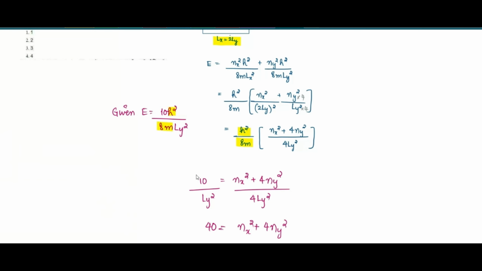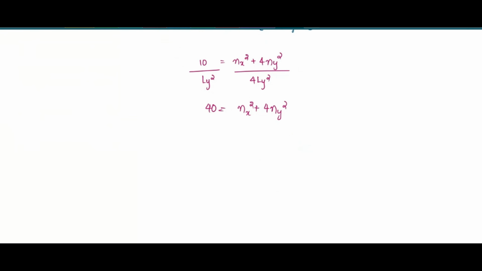In the value you can put. Yes, you can put 2 and 3. Let's put 2 first. So if I put nx is equal to 2, I get 2 square, 4. Then 40 minus 4 is 36. 36 by 4 is 9. So I can put 9, ny square is equal to 9, ny is equal to 3. If I put nx is equal to 2 and ny is equal to 3, I'll get 40.